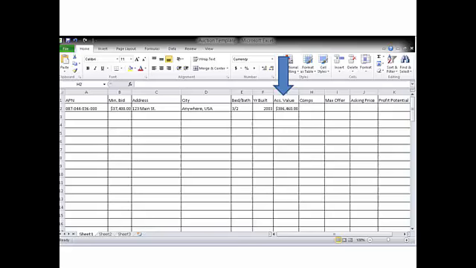Now, this information can be obtained usually from the county assessor's website or by calling them directly. And some counties will provide this information along with their list of properties in the auction in their bidder packet.